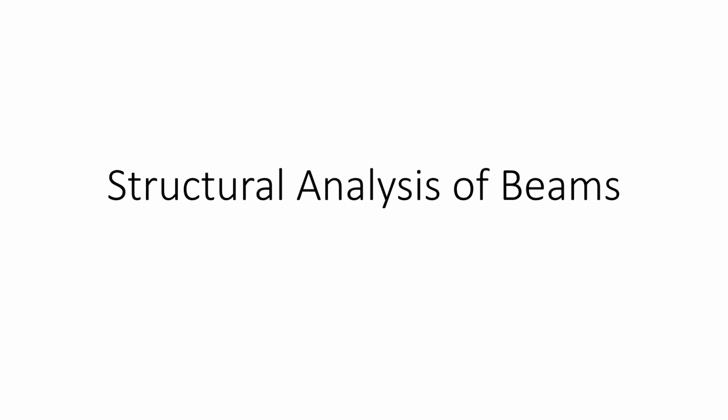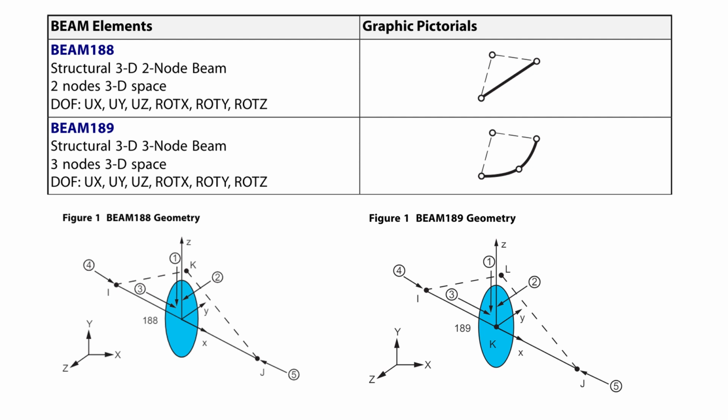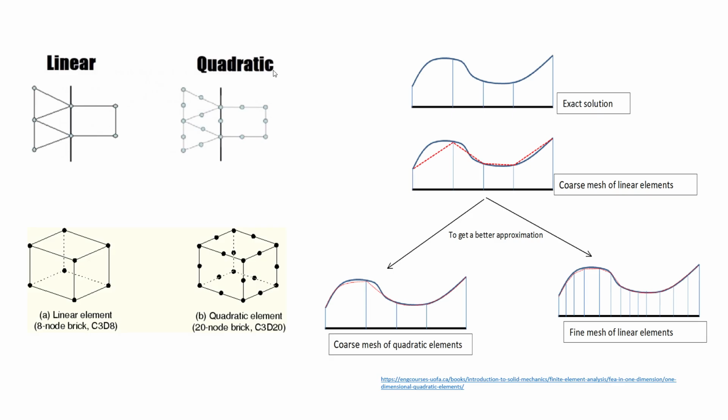I'm going to explain the structural analysis of a beam using ANSYS Mechanical APDL. ANSYS has two elements defined. One is BEAM188, another one is BEAM189. BEAM188 has the two nodes at the end, which is a linear element. Another one is BEAM189, which has the node at the midpoint also, which is the quadratic. So here I have shown the difference between linear and quadratic.